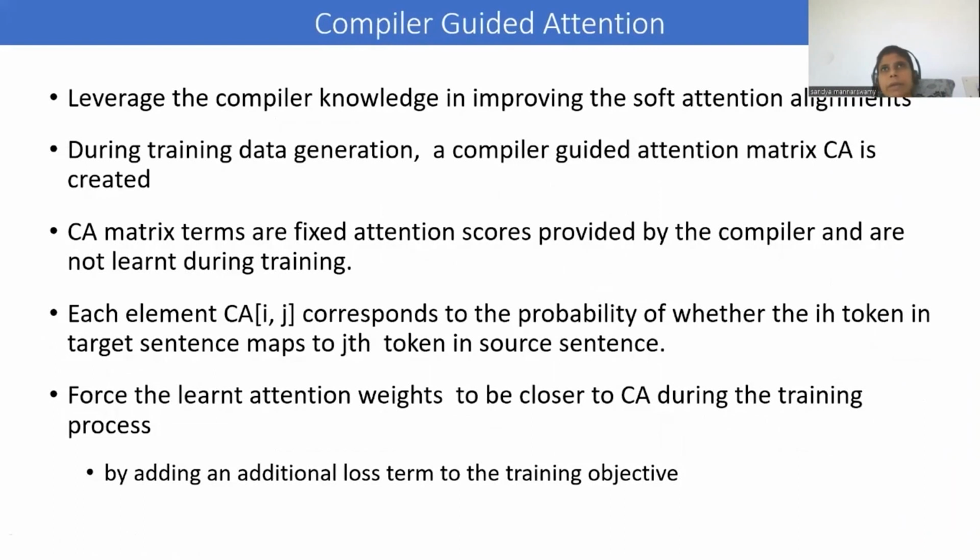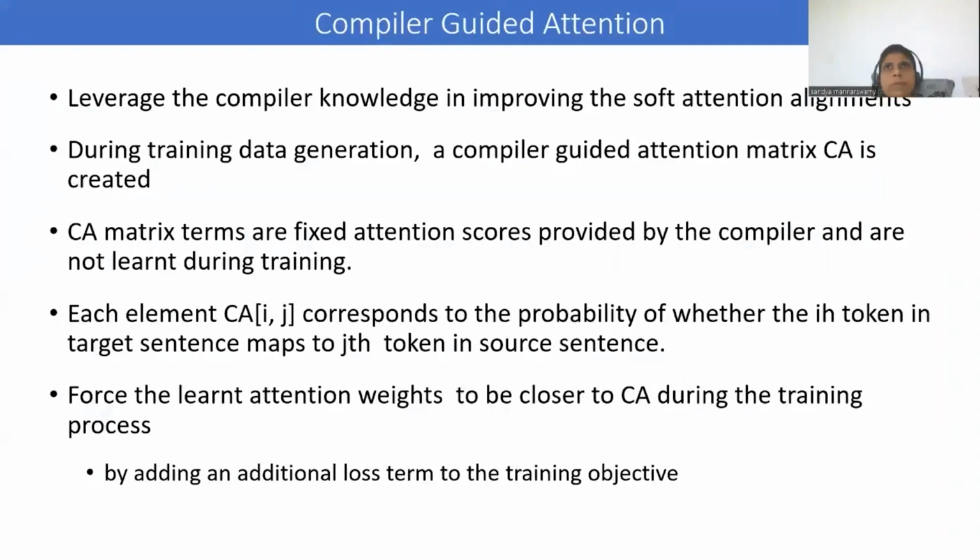Next, we talked about the general attention mechanism in the context of a sequence-to-sequence model. We also introduced a novel compiler-guided attention mechanism. Compiler-guided attention is basically to use the alignment information available with the compiler, in the sense that the compiler knows what tokens in the target instruction sequence map to what tokens in the source instruction sequence. Using this information during training data generation, we create a compiler-guided attention matrix. The compiler-guided attention matrix terms are fixed attention scores provided by the compiler. They are not modified during training.